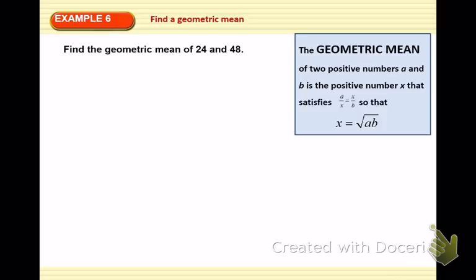Okay? Now, okay, continue laying the foundation here. We'll talk about the geometric mean. Okay? The geometric mean is different than the arithmetic mean.